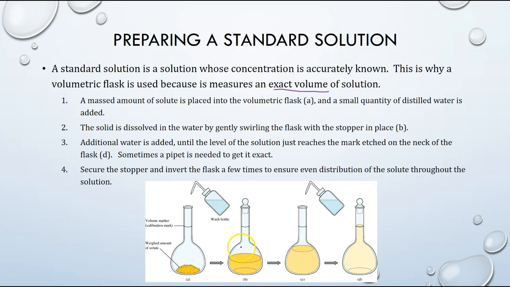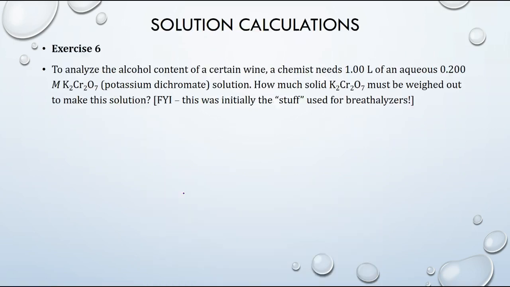Once all the solute is dissolved, we're going to swirl, stopper, swirl, swirl, swirl. Then we're going to add water until it gets to the water mark. Once you get it to the water mark, you put the top back on it and invert it several times to make sure that the solution is completely even throughout. So it's really not hard.